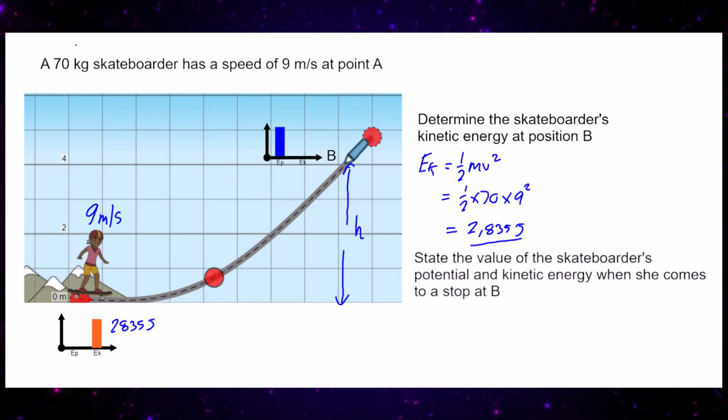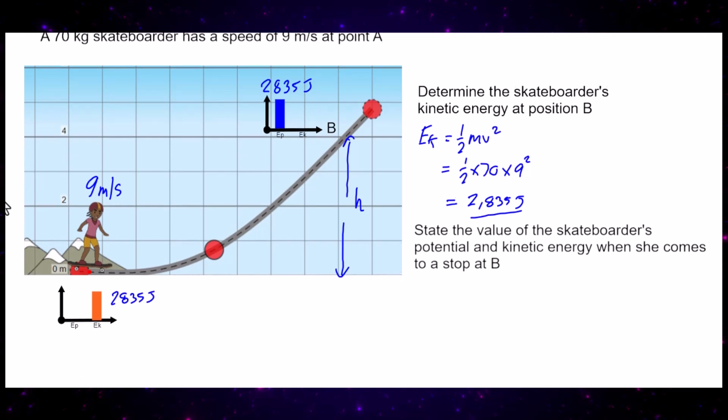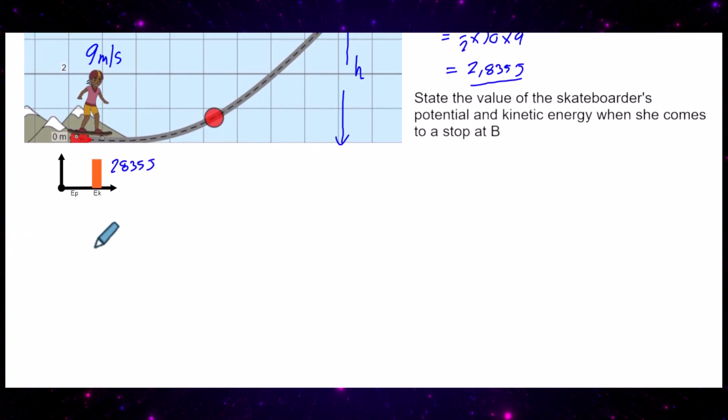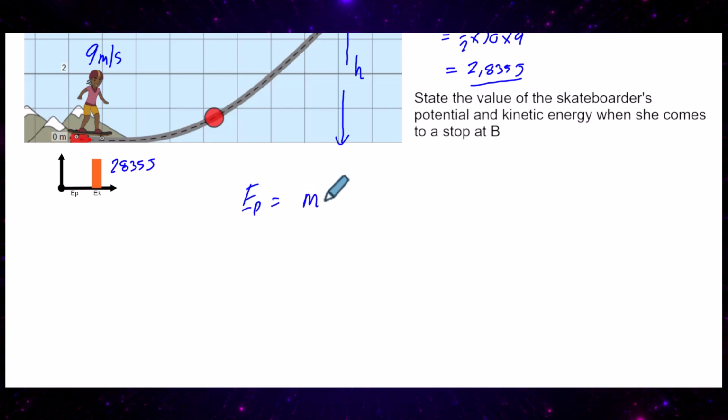Now when she gets to the top of her slope and stops, all that kinetic energy has now been transferred into potential energy. So she's going to have a potential energy of 2,835 joules because the kinetic energy has been transferred into potential energy. So we know at the top of the slope she's going to have no kinetic energy and she's going to have 2,835 joules of potential energy. So what will be her height? Well, we do know that the equation for the potential energy Ep is equal to the mass of the person times g times h, which is the height above the ground.